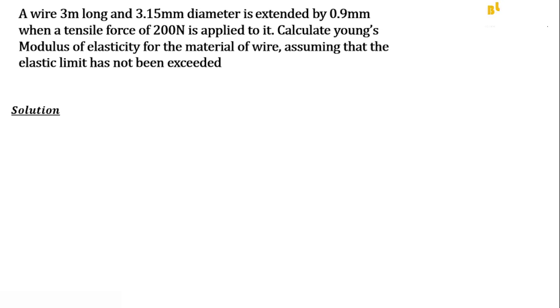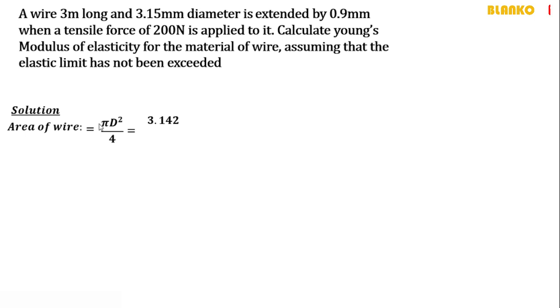By definition, stress is the force over the cross-sectional area. That is the formula for stress. So let's first calculate the area of the wire, the cross-sectional area of the wire, and we use the formula pi d square over 4. D is the diameter.